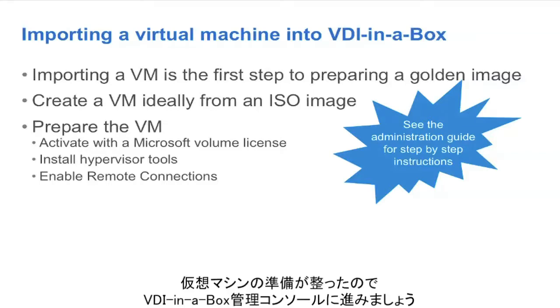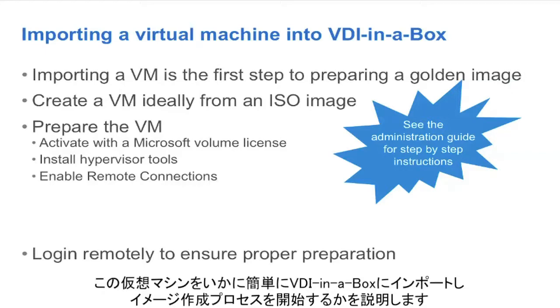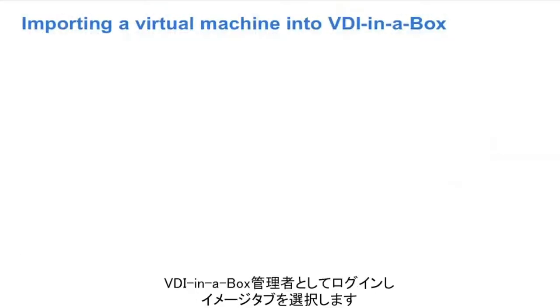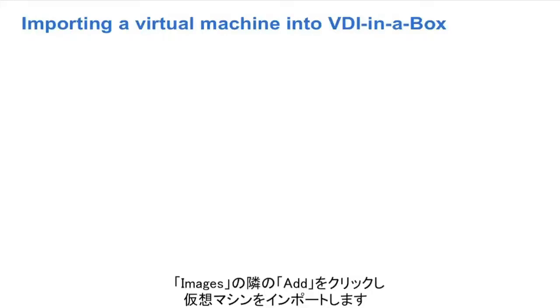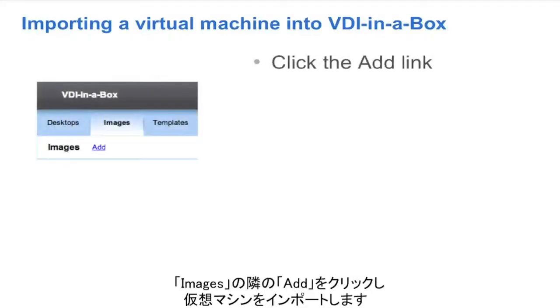Now that we have a VM ready, let's take you to the VDI-in-a-Box administration console and show you how easy it is to import this VM into VDI-in-a-Box and begin the image creation process. We are logged in as the VDI-in-a-Box administrator, and we have selected the Images tab. We will click on the Add link next to the word Images to import our virtual machine.